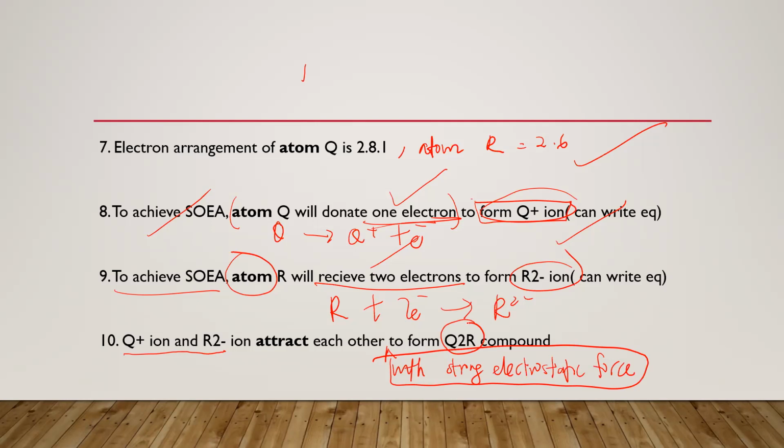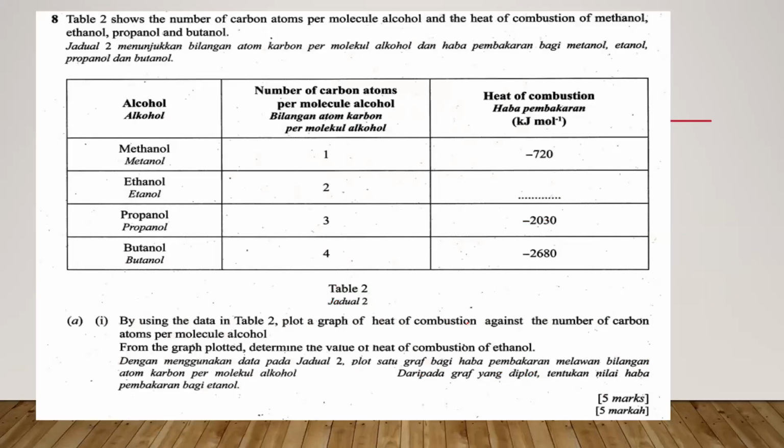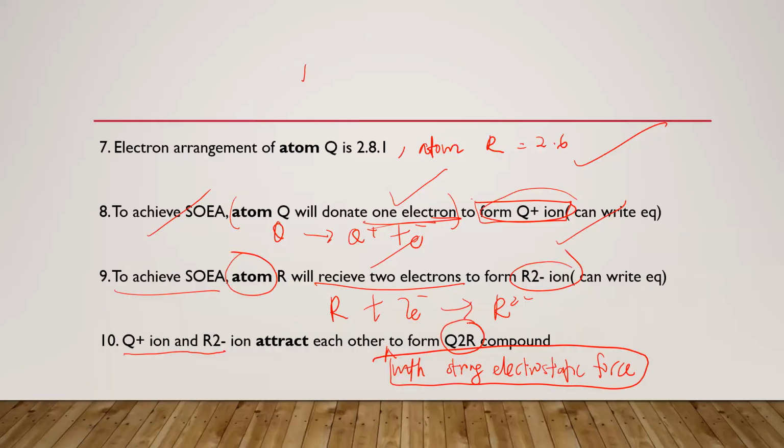Who can tell teacher why am I getting Q to R? Obviously, here it shows me Q to R. How do I actually get Q to R? Who would like to tell teacher?